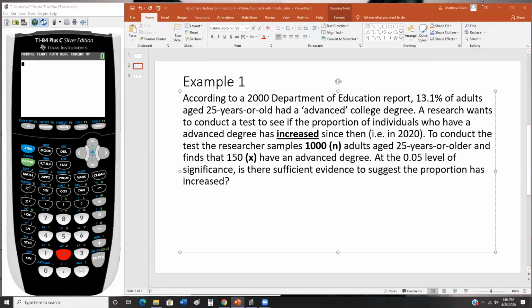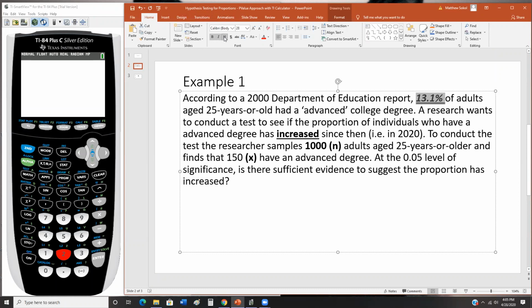According to a 2000 Department of Education report, so this is 20 years ago, 13.1% of adults aged 25 years or older had an advanced degree. Okay, so what I mean by advanced degree is it's higher than a bachelor's degree, so it's master's, doctorates, MDs, law degrees, MBAs, things like that. That's what constitutes an advanced degree. Okay, so that was 20 years ago.